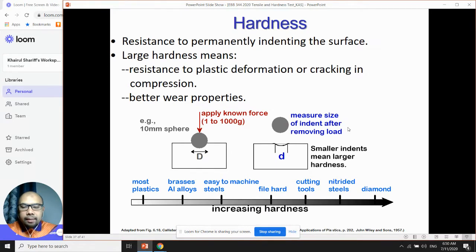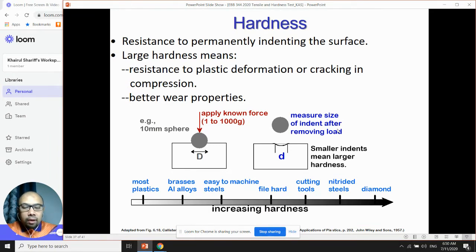Normally hardness is a plastic deformation property of the metal. What is the meaning of plastic deformation? As you know, when we talk about plastic deformation in the stress strain curve, it means that the metal has already exceeded the yield strength of the metal. So when you pull or apply a load on the metal, the metal cannot go back to its original shape.